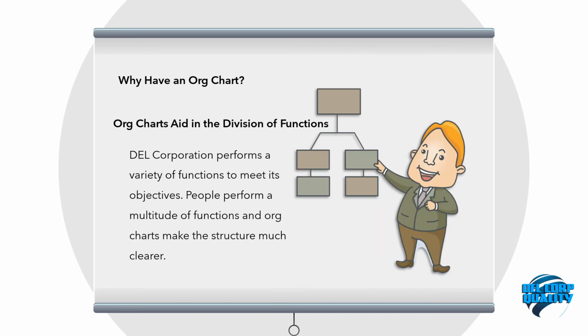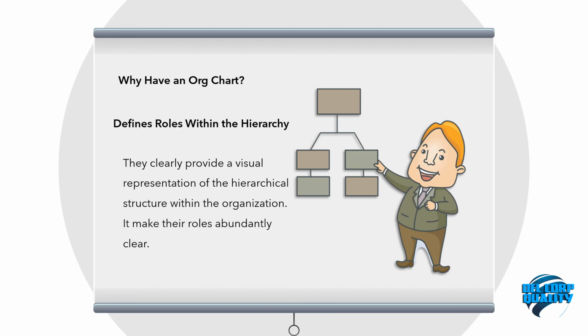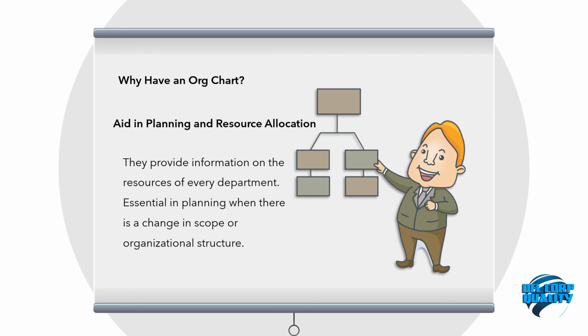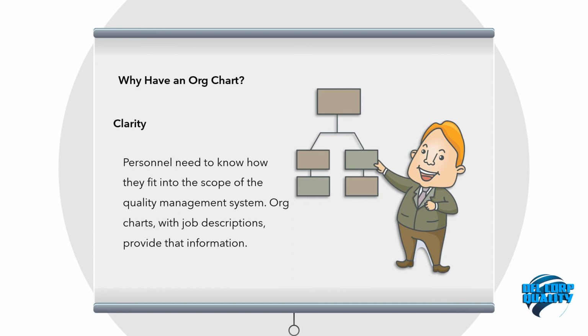Dell Corporation performs a variety of functions to meet its objectives. People perform a multitude of functions and org charts make the structure much clearer. They clearly provide a visual representation of the hierarchical structure within the organization. It makes their roles abundantly clear. They provide information on the resources of every department, essential in planning when there is a change in scope or organizational structure. They provide clarity. Personnel need to know how they fit into the scope of the quality management system. Org charts, with job descriptions, provide that information.